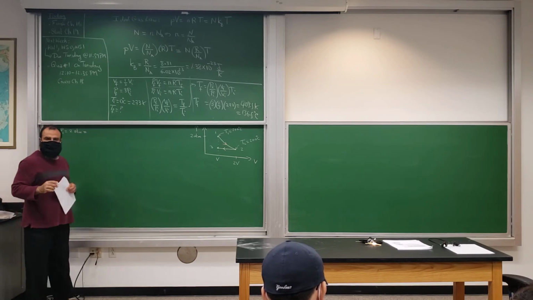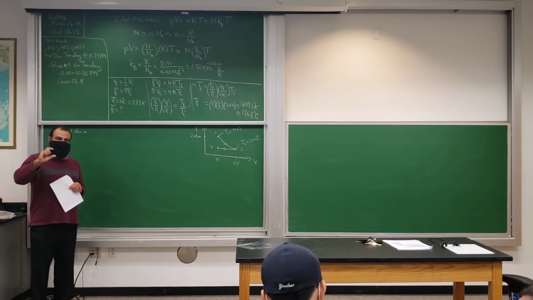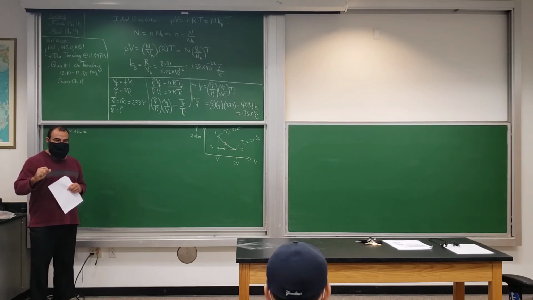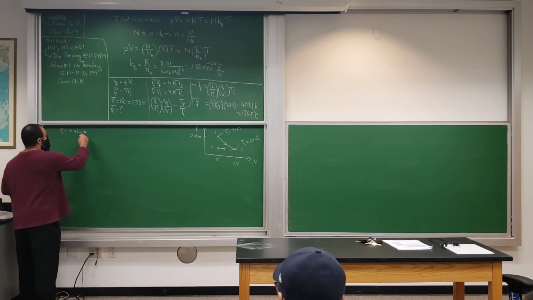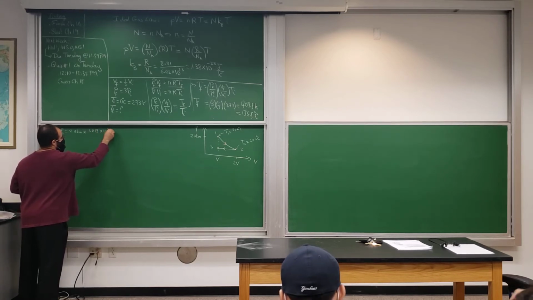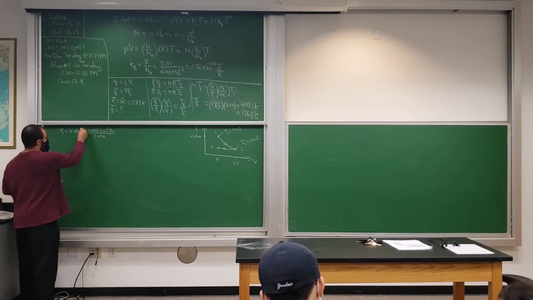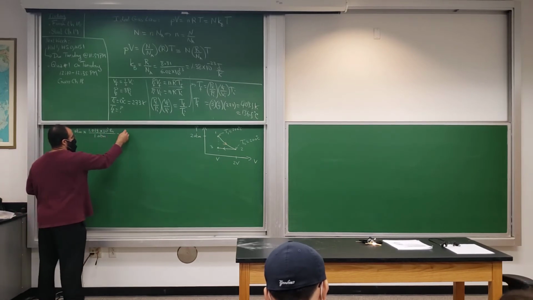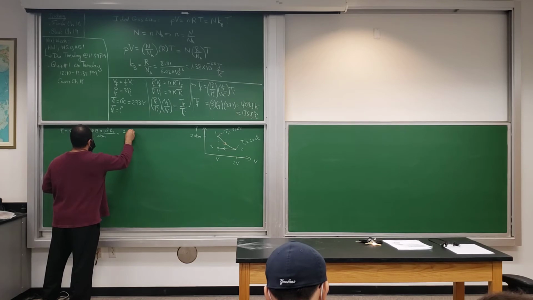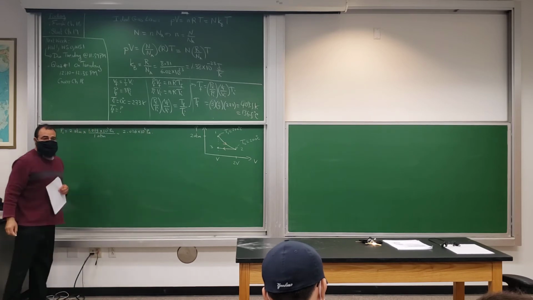And you know that 1 atmosphere is how many pascals? It's like 1.013 times 10 to the 5th pascals for every 1 atmosphere. So twice this would be 2.026 times 10 to the 5th pascals. Pressure.